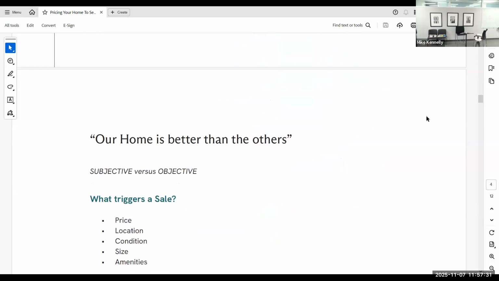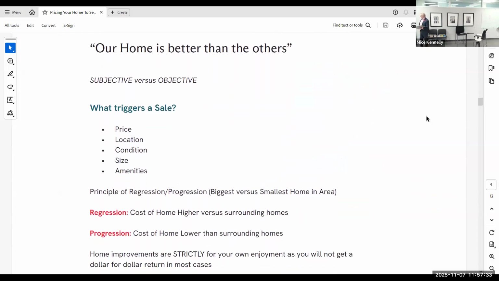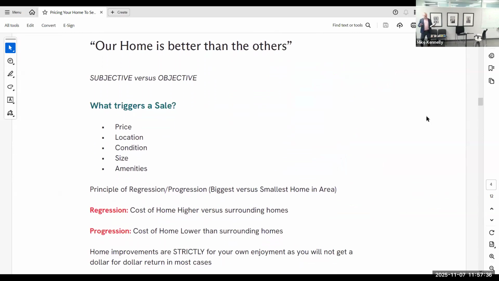We should be on our home is better than it. So listen, I agree 1,000% with you. Your home is better than others. I think the same way about my house. I have so much pride in my home, and you have so much pride in your home. And this is not to try to diminish that pride that you have in your home. First off, let's look at the subjective again versus the objective.